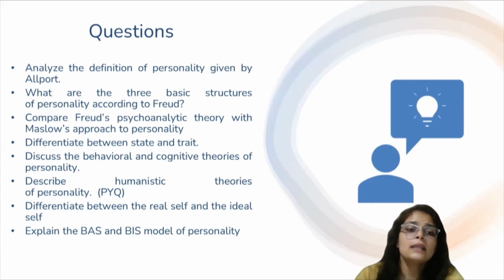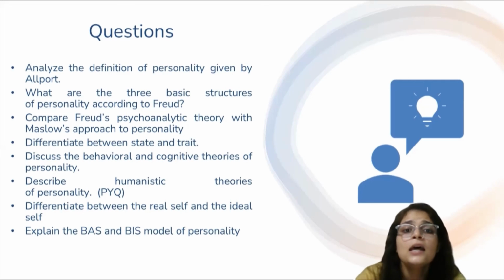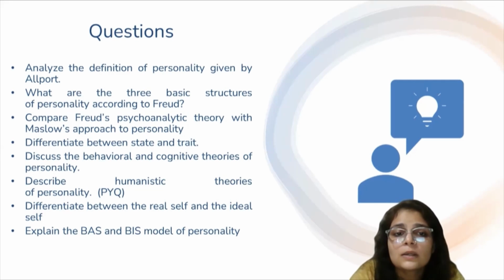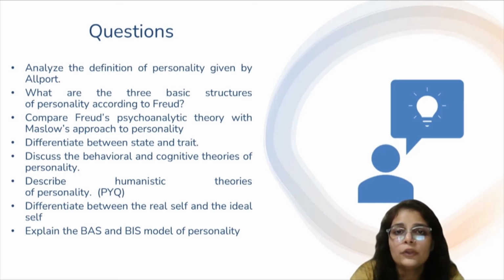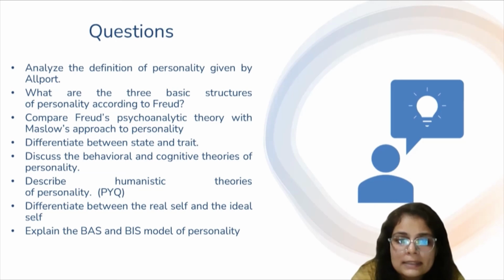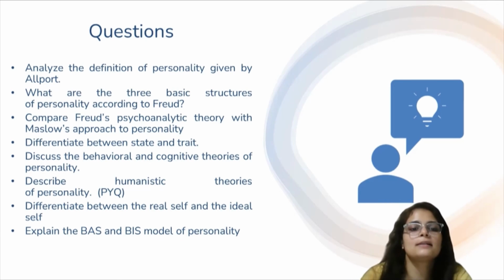Next is explain the BAS and BIS system. BAS, what is BAS? I've already told you. BAS is the GO system, that is the behavioral approach system, which is characterized by stimulus seeking, in which the person is reward oriented. While on the other hand, BIS, which is the behavioral inhibition system, is the stop system in which the brain inhibits or says stop to behavior that might lead to anxiety. BAS is related to extroversion, while BIS is related to neuroticism.